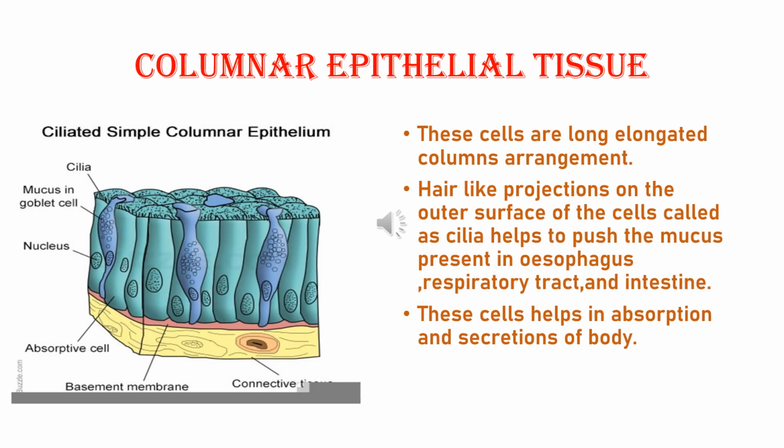See the picture, how the cells are elongated, and these cells are different from the previous pictures. This type of cells are called columnar epithelial tissue because these cells are long, elongated and arranged as in columns. These cells also have hair-like projections on the outer surface, and these cilia help to push the mucus present in the esophagus, respiratory tract and intestine. These cells help in the absorption and secretions of the body.